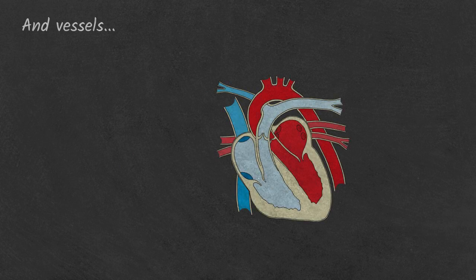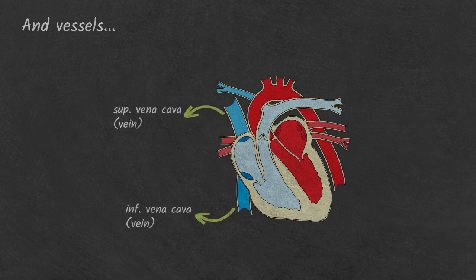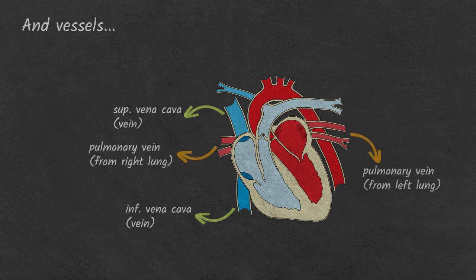First, let's talk about veins. Here we have 2 large veins. First one is superior vena cava and the next one is inferior vena cava, which collect poorly oxygenated blood from organs and carry it to the right atrium. After that we have 4 pulmonary veins, 2 from each lung, which drain highly oxygenated blood into the left atrium. Because of this, they are shown in red.